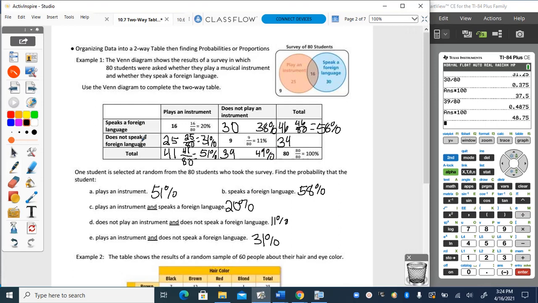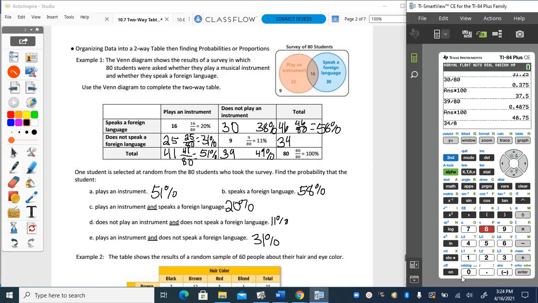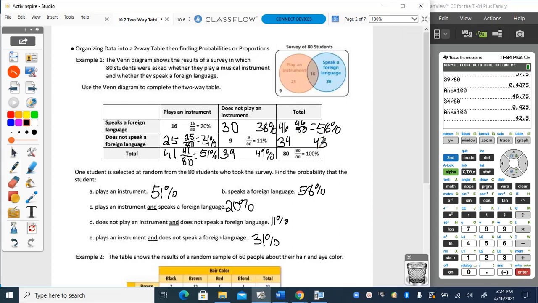And now we want our students that just don't speak a foreign language at all. So that means we do 34 divided by 80 times 100. And we get 43%.